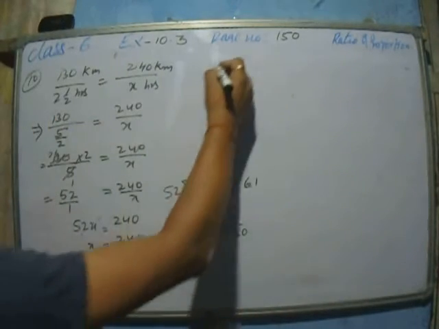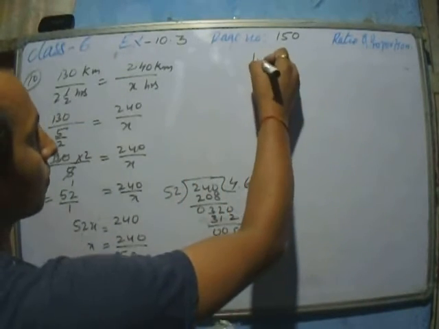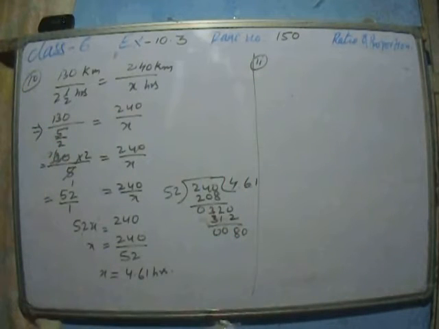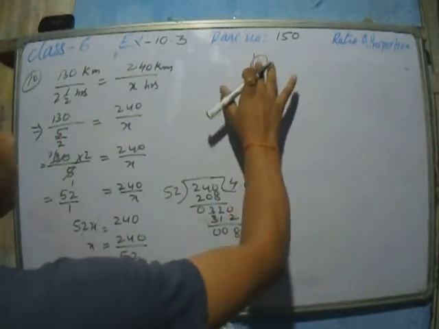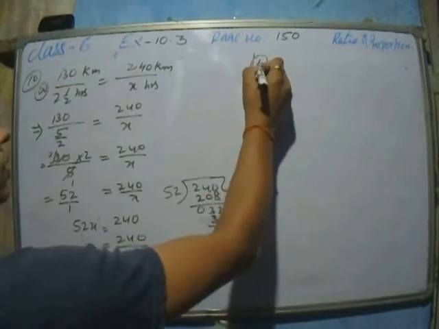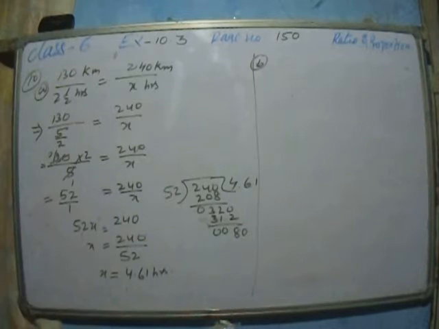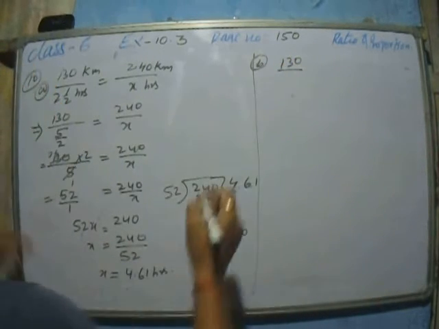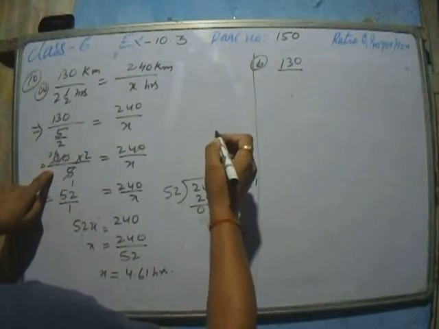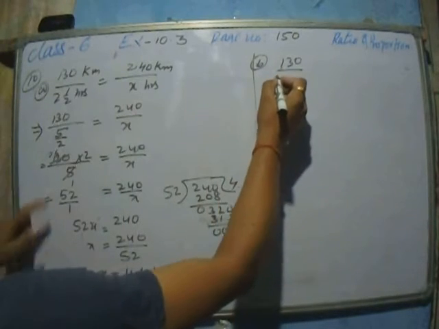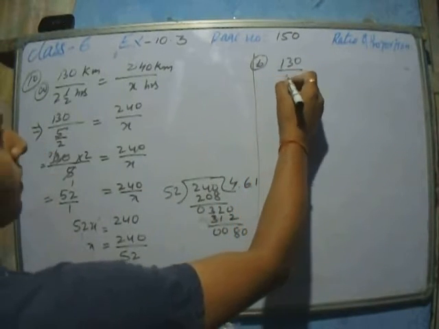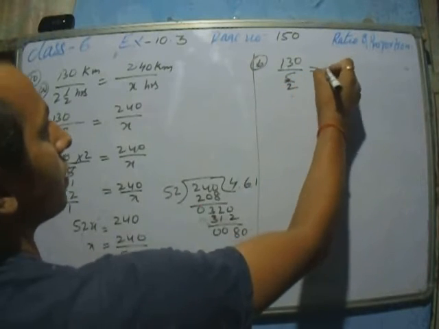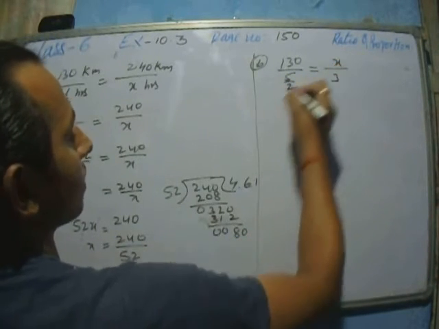Now next one, question number 11. Question number 10b is also there. This is 10a. Now we are going to do b. 10b is here: find the distance traveled in 3 hours. So here 130. Now we'll use this. So 130 by 5 by 2 is equal to, is 3 hours. So we are going to find the distance.